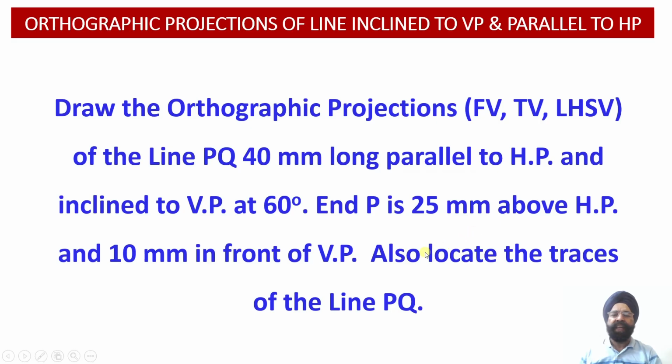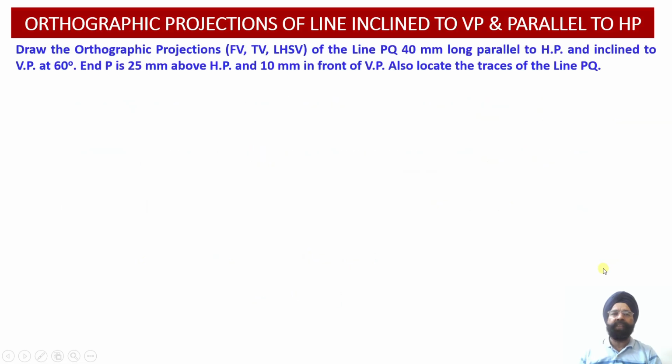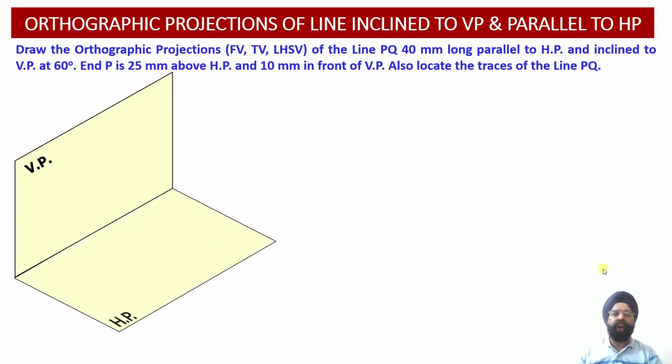And besides this, we are also required to locate the traces of the line with respect to the reference planes, horizontal plane as well as the vertical plane. So let us proceed with the spatial coordinate location of this particular line with respect to the horizontal plane, vertical plane and the profile plane. So here we have the horizontal plane and the vertical plane, and the intersection of the horizontal plane and the vertical plane will provide us with the XY reference line.